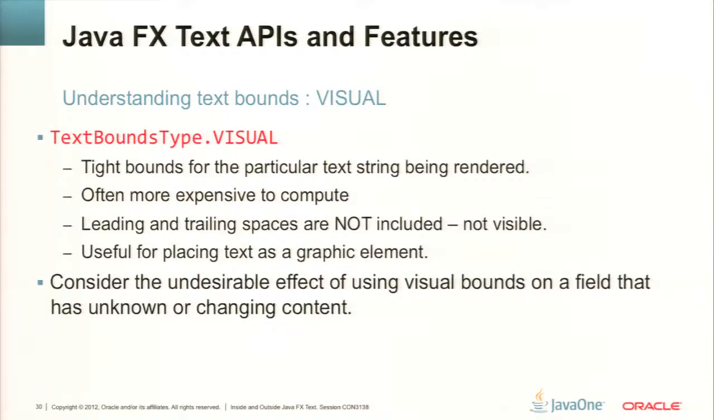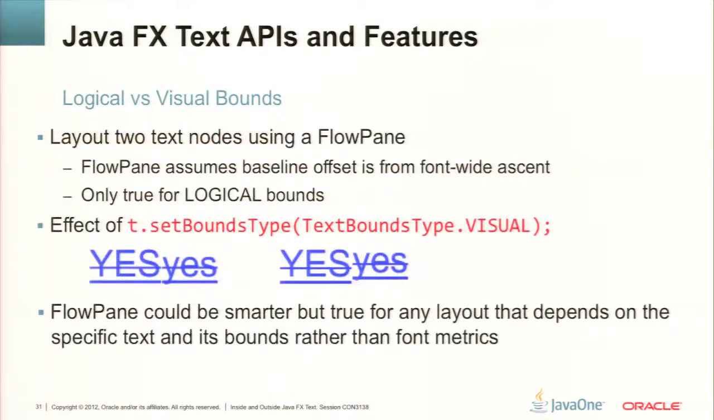Visual bounds, the tight bounds, can be more expensive to compute. I mean, historically, it's been really, really much more expensive to compute. But for the most part, we've managed to make it not so bad these days, at least in FX. But if content's changing, visual bounds may not be what you want. So there's a quick example.